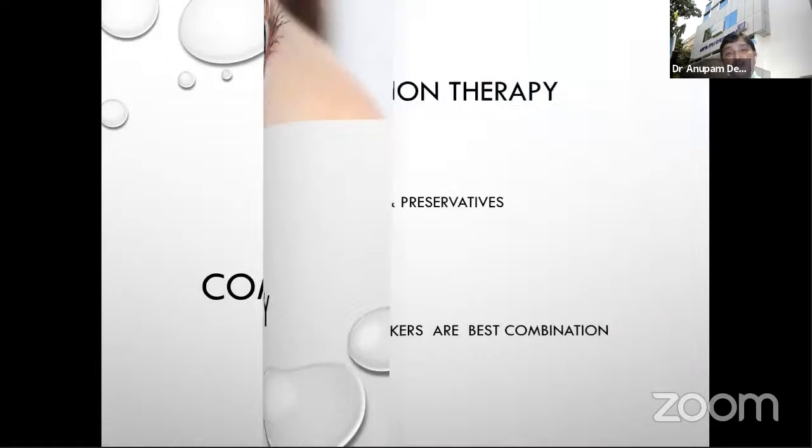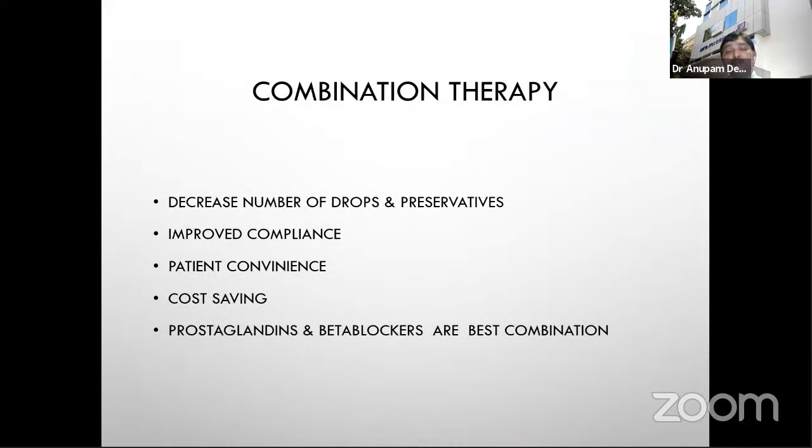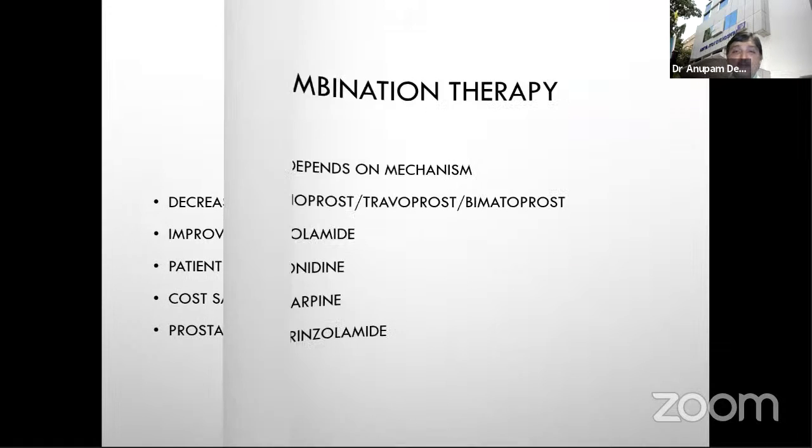So combination therapy is basically two medications in one bottle. What is the advantage? There is a decreased number of drops and preservatives. So there is improved compliance because you have to put fewer drops in less time. It's convenient to the patient. It is cost saving sometimes. And prostaglandins and beta blockers are one of the best combinations that you can have. These are the most potent combinations available.